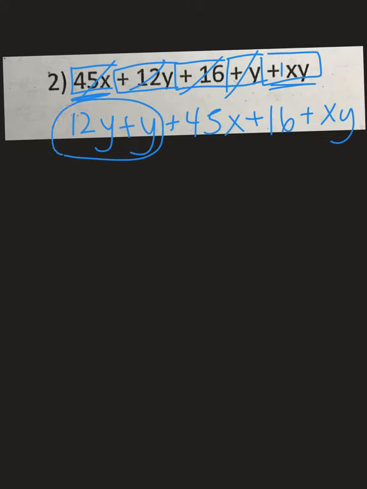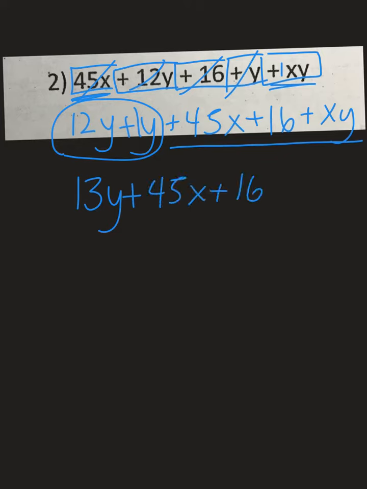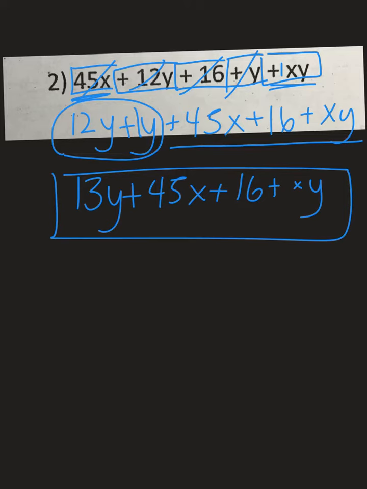So I've got my y's right here. I've got a 12y plus a 1y. That would give me 13y. And then like we said earlier, these last three terms don't have anything else that you can combine with it. So we're just going to rewrite everything else again because there's nothing more that we can do to simplify those. There are no other like terms that go with them. So this would be my simplified answer. All we did was combine 12y and 1y to get 13y, and then we rewrote everything else.